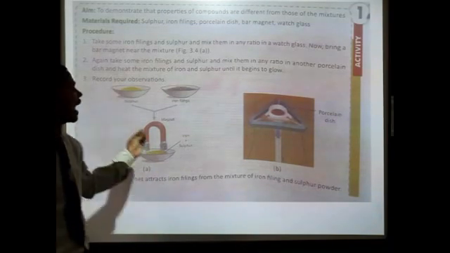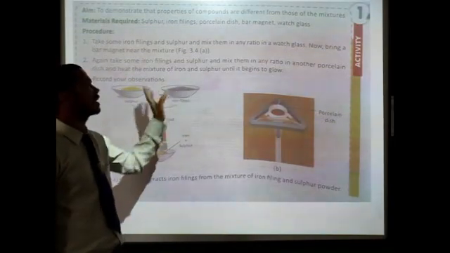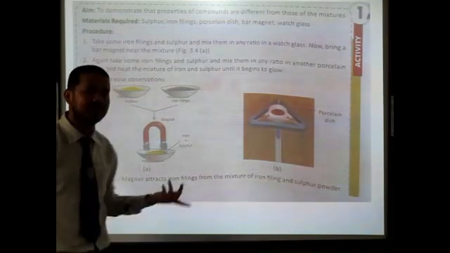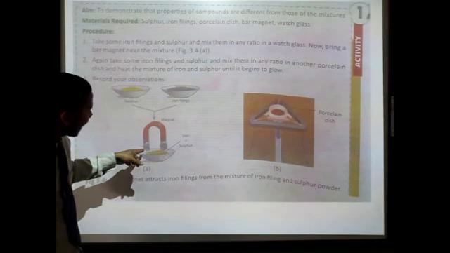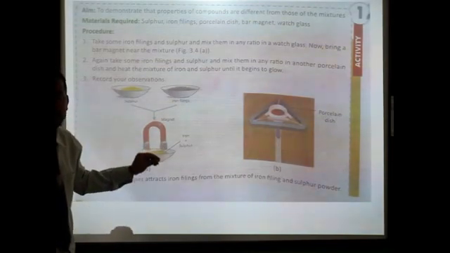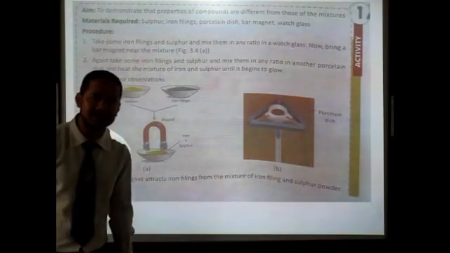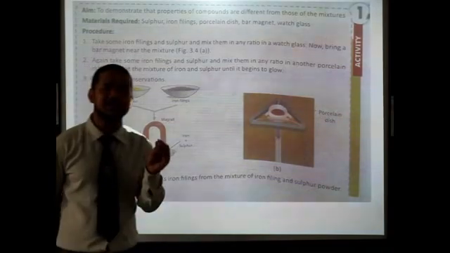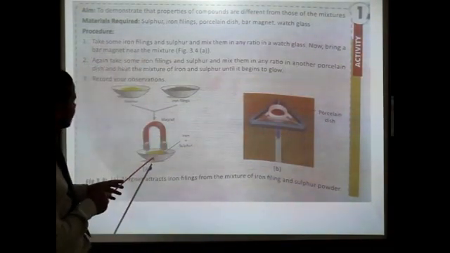Okay? That means if you bring a magnet here, iron will get attracted. And if you bring a magnet here in this mixture, then also iron will get attracted. That means iron has not lost its property. Iron has retained its property. So in a mixture, components retain their properties. Okay, so this is a mixture.